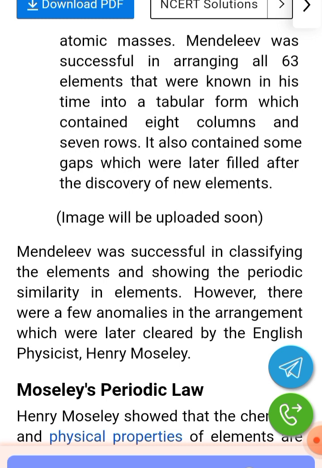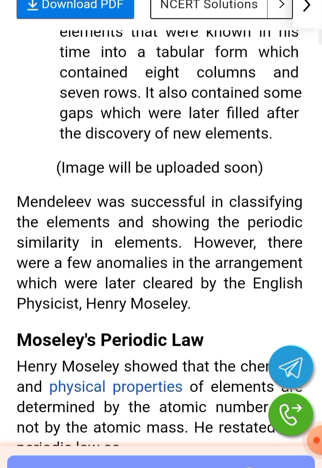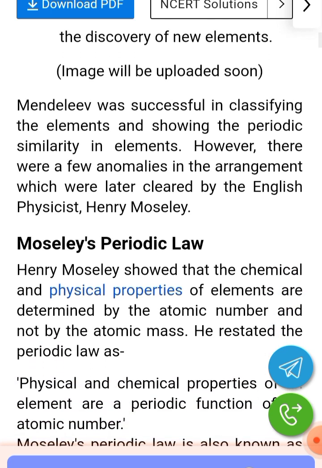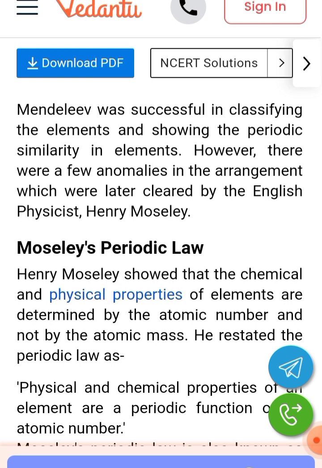So I will check if I will see some of the elements and I will tell you. He even predicted their density, which was nearly the density that was found, and some of the properties of the elements that were found later, and the element was discovered later. So the guy did a very great work. Then Mendeleev was successful in classifying the elements and showing the periodic similarity in elements.